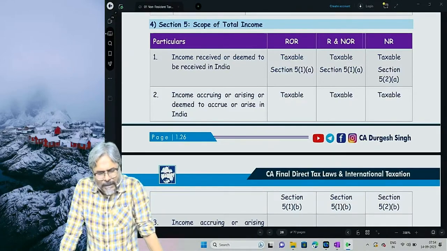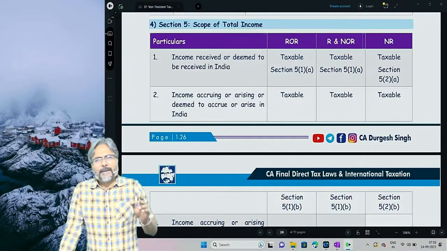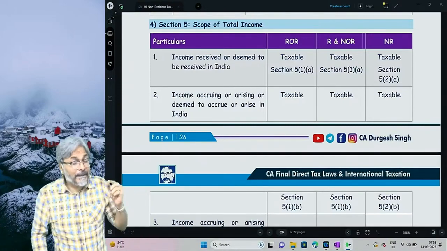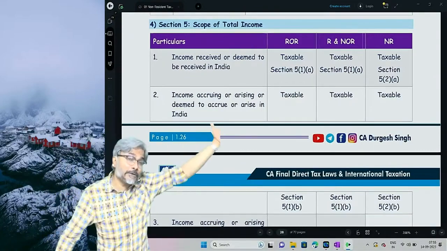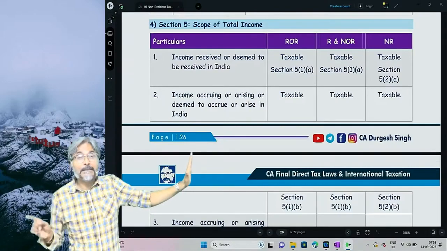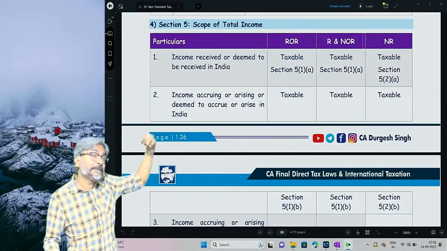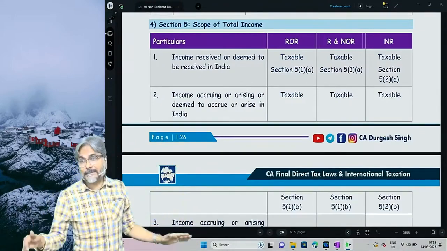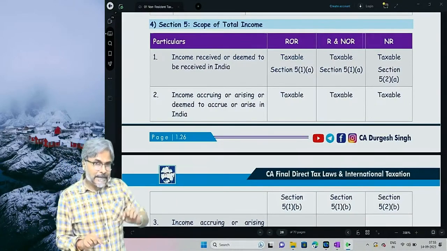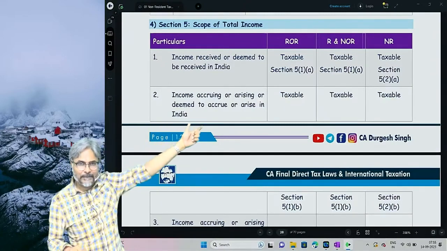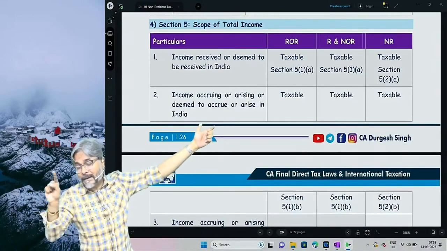Now, if you are an ROR, then the world income is taxable. Whereas if you are an RNOR, then the foreign income, what is foreign income? The income which you have earned outside India and the income which you have received outside India, that foreign income is not taxable in India. Income which you have earned outside India, income which you have received outside India, that income is not taxable except for one, and that is, if you have any business outside India. Who has got a business outside India? An individual who is RNOR.